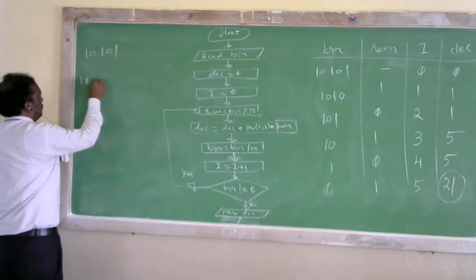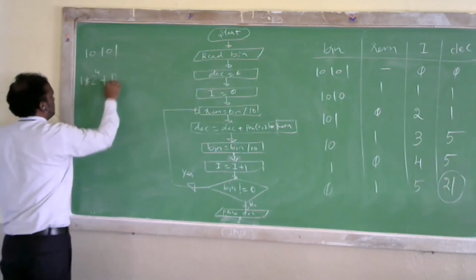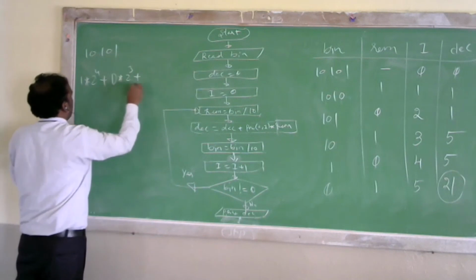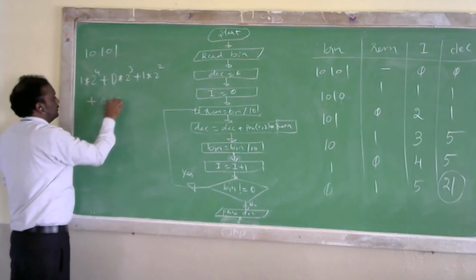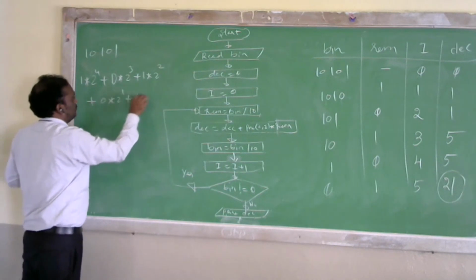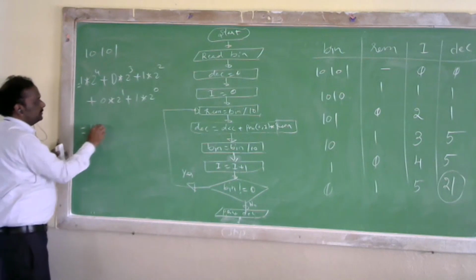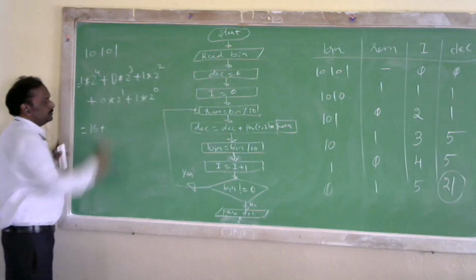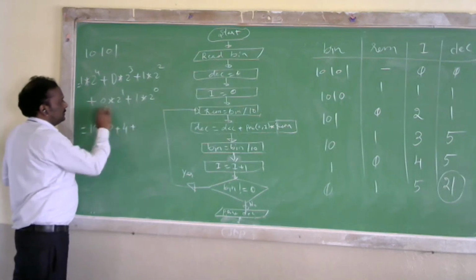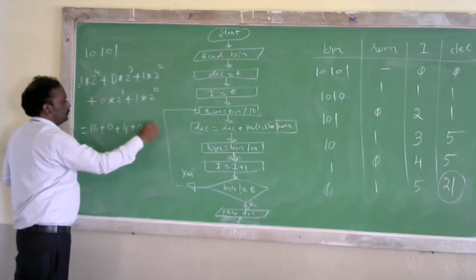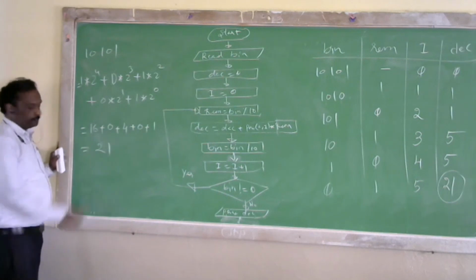10101. So 1 into 2 power 4 plus 0 into 2 power 3 plus 1 into 2 power 2 plus 0 into 2 power 1 plus 1 into 2 power 0. Now, what is 2 power 4? 16. What is 2 power 3? 8, and 8 into 0 is 0. Plus 2 power 2 is 4. 0 into anything is 0. 1 into 2 power 0 is 1. So 16 plus 4 plus 1 is 21.